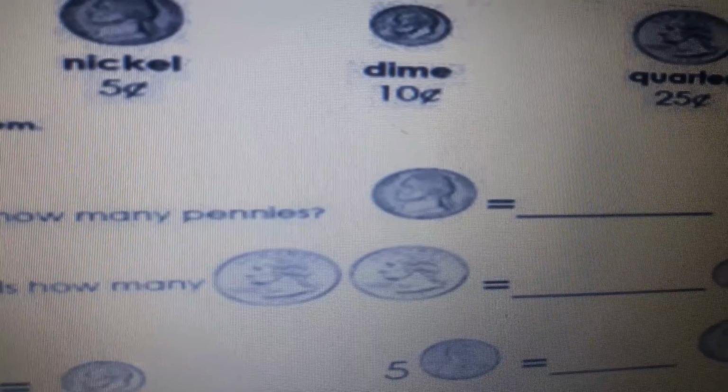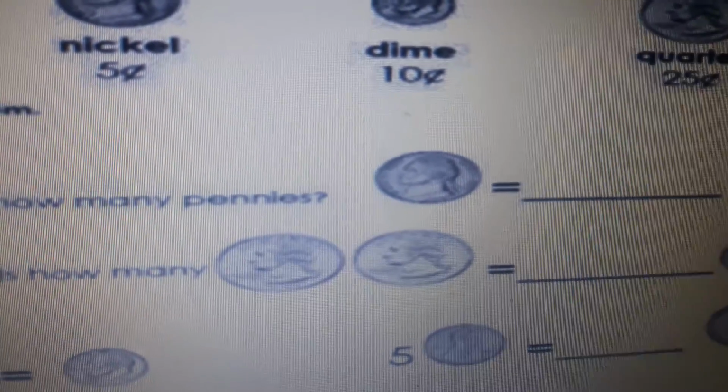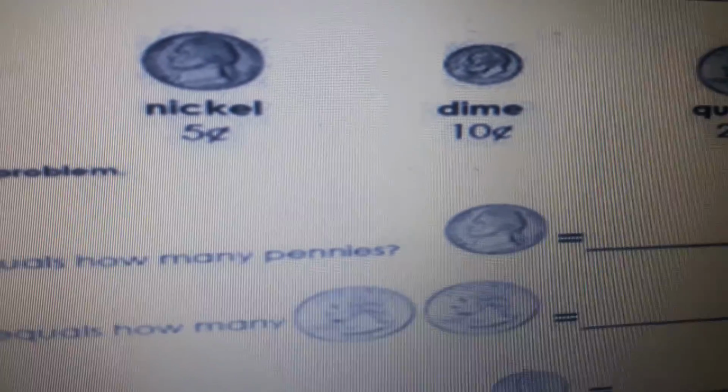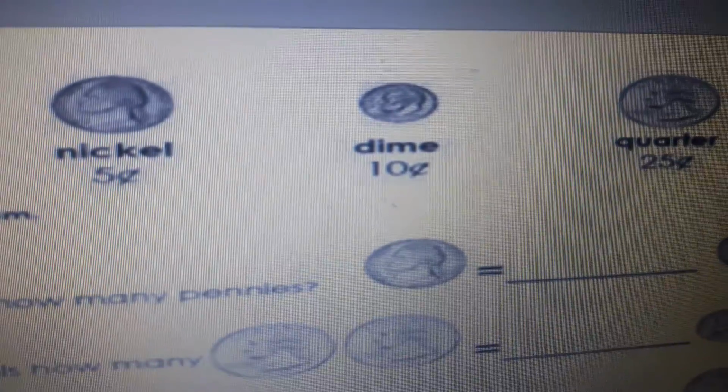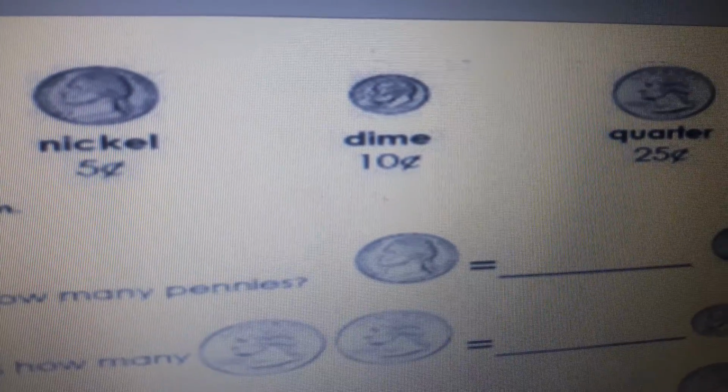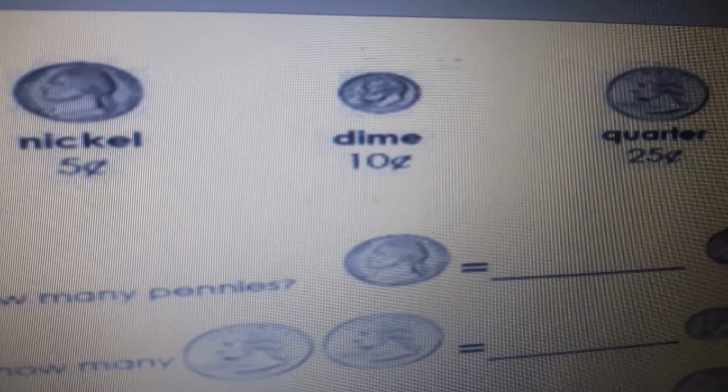Okay, this is a question. He asks you, do you know that the cent is the penny? Do you know that the nickel is equivalent to 5 cents or 5 pennies? Okay, so we must know what the nickel equals to, how many cent or how many penny, the dimes, how many cent or how many penny.